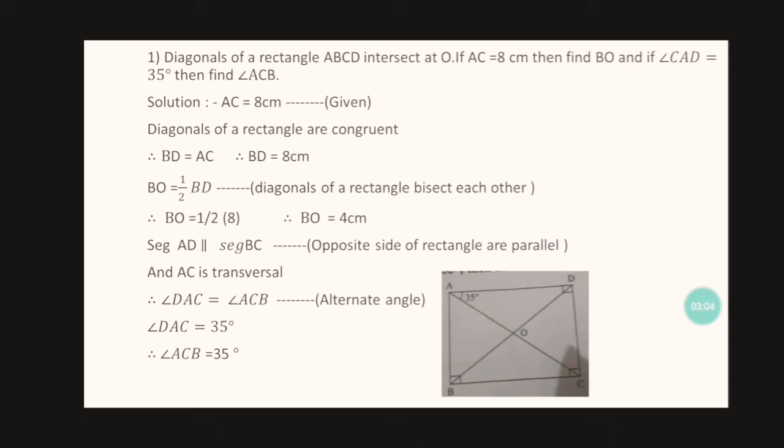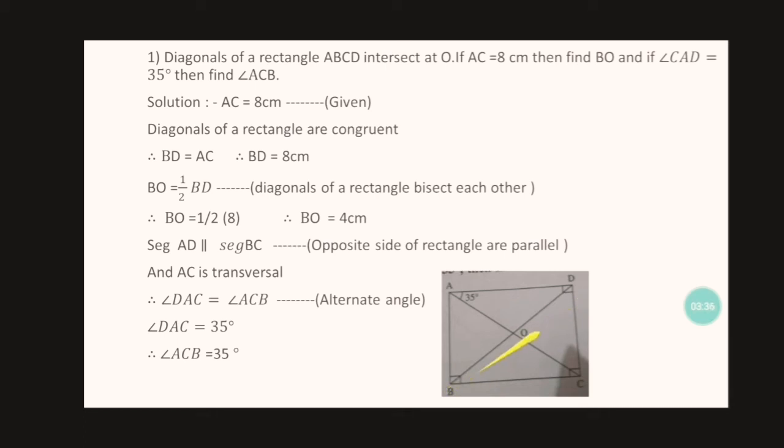Then angle CAD is given to us as 35 degrees and we are supposed to calculate angle ACB. Now here AC is 8 centimeters, right? Now AC is equal to BD. Why? Because diagonals of a rectangle are congruent, right? So what will be the length of BD? The length of BD will also be equal to 8.